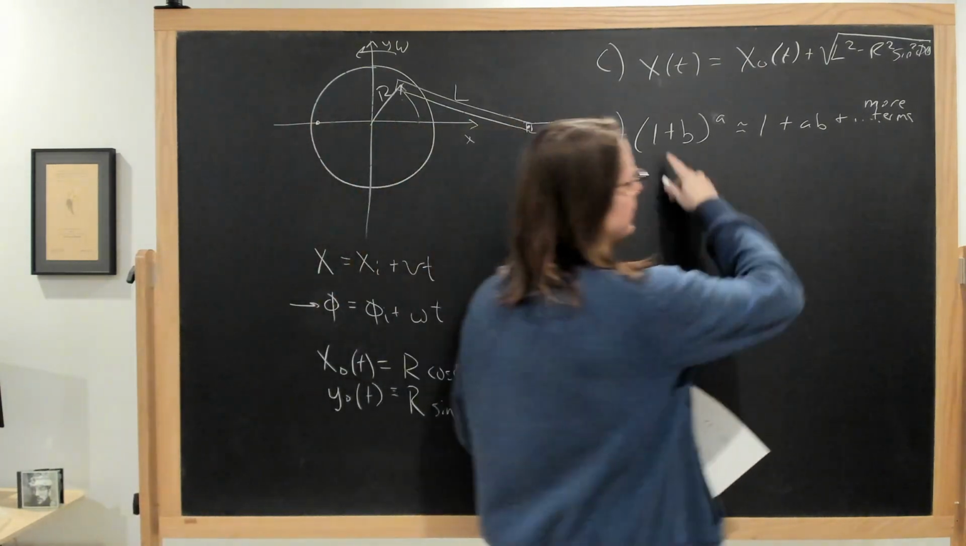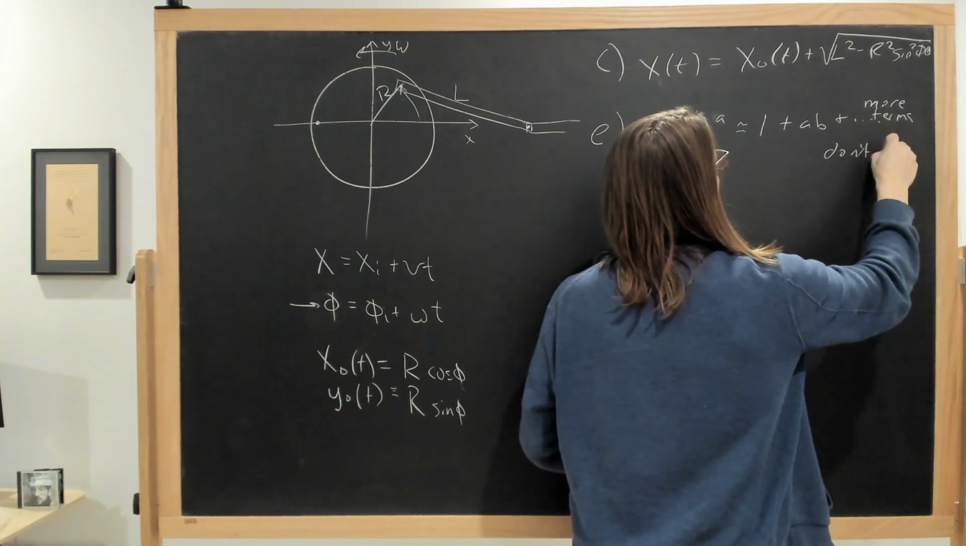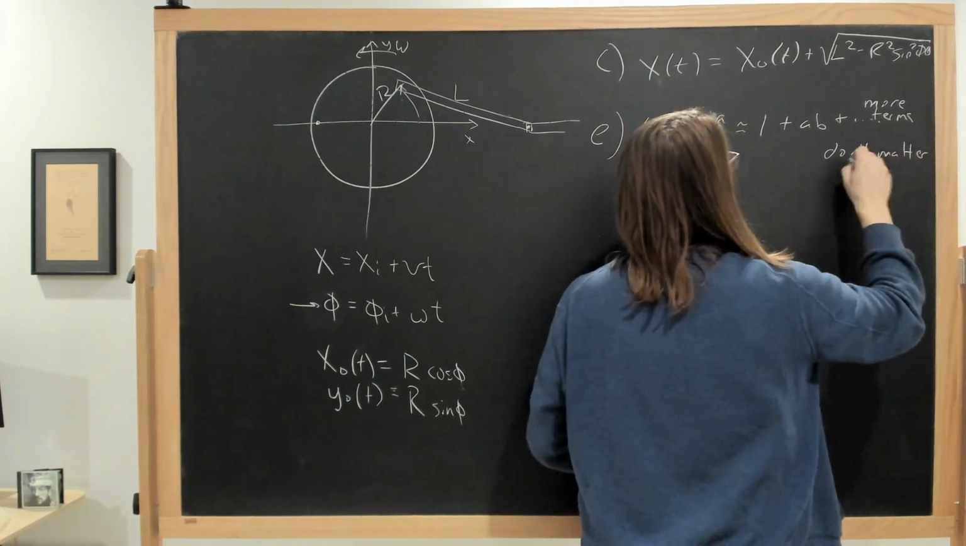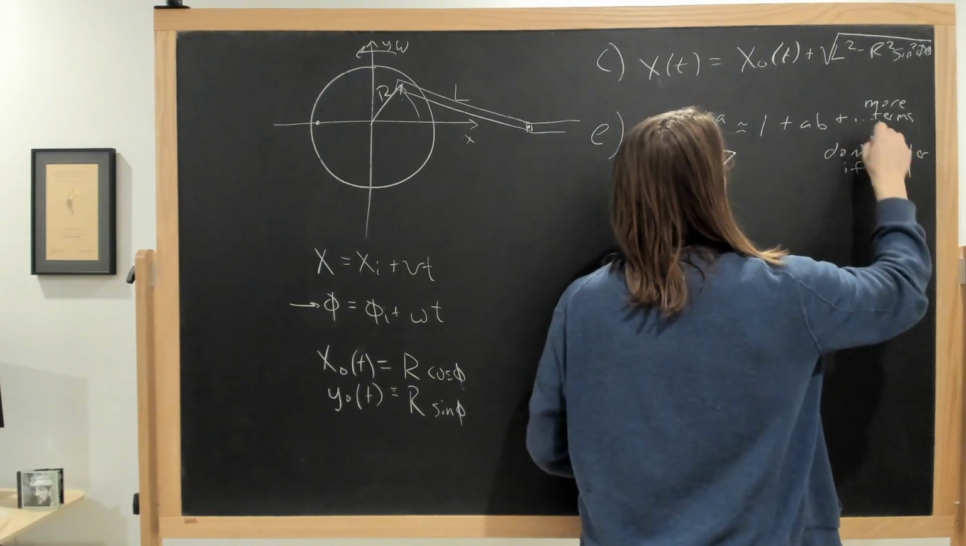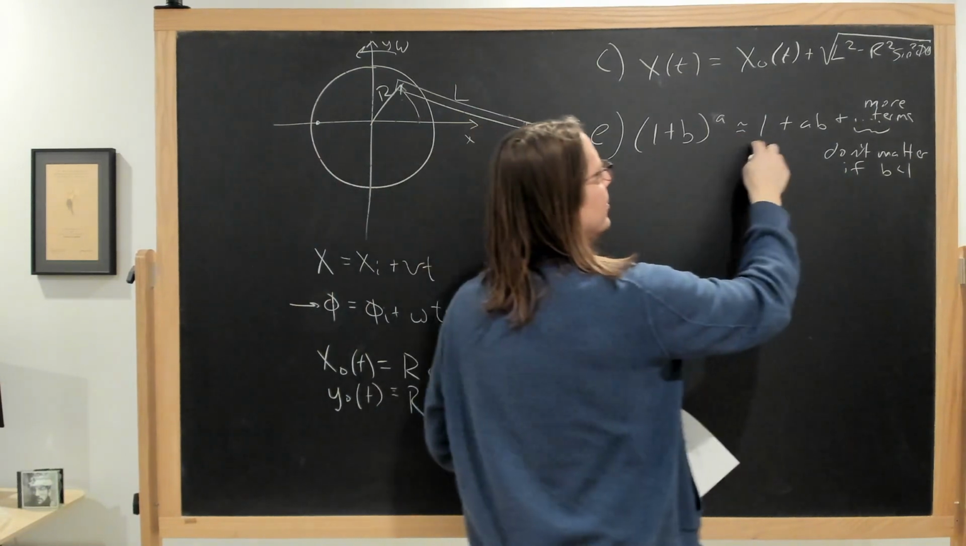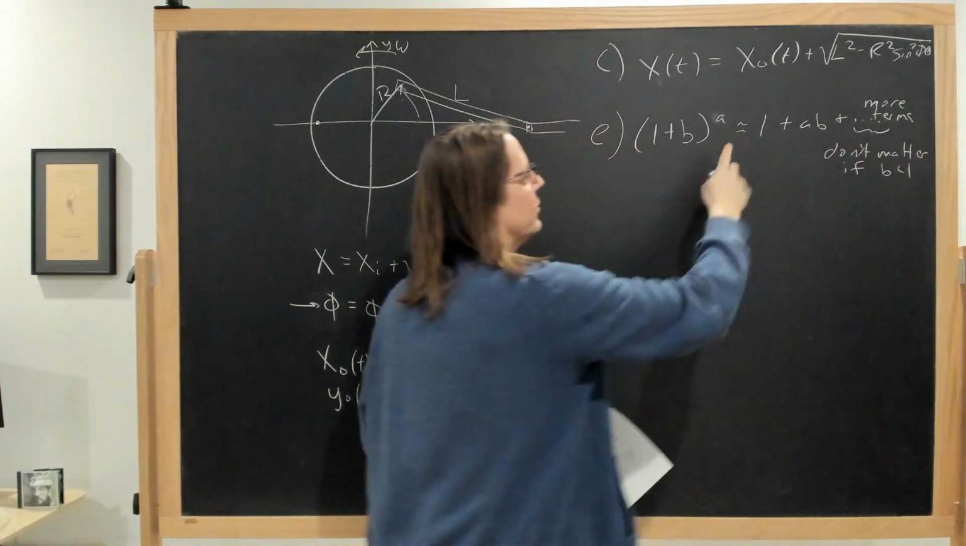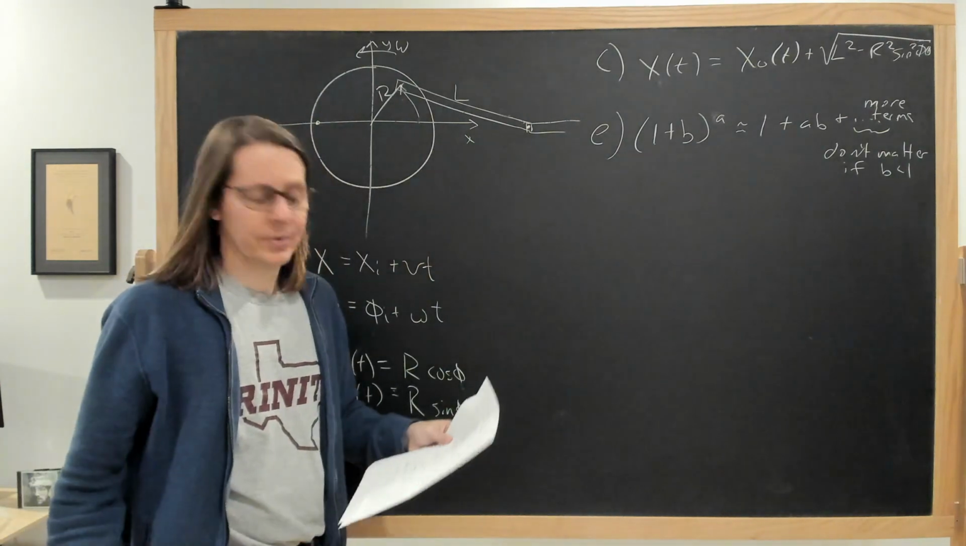But in this expansion, these don't matter if b is less than 1. So if b is less than 1, you can keep this term. This term might be kind of big, you've got to worry about it, and these you just throw away. And that's why you say approximately equal to, okay?